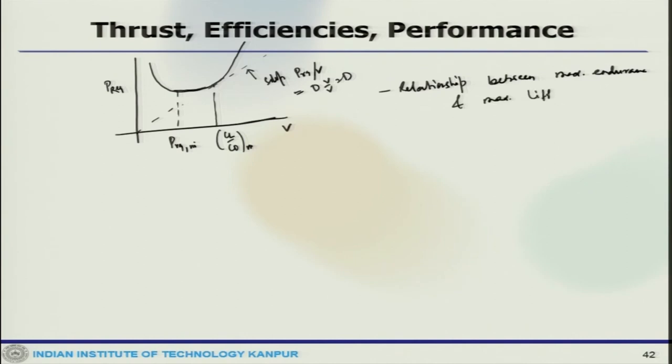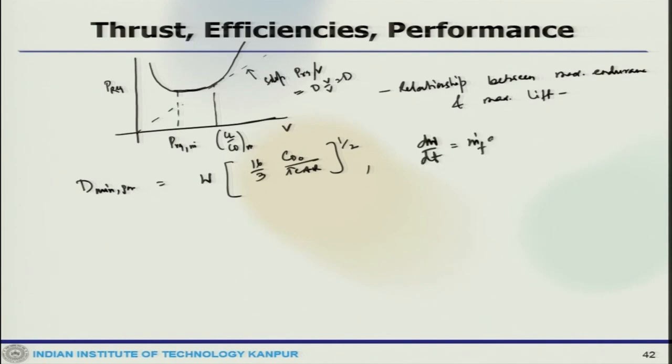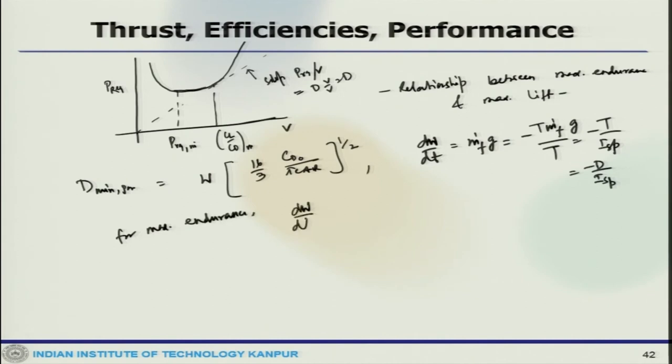So, continuing, what we get is that the minimum power is W root of 16 by 3 pi e AR. So, this can be substituted into dW by dt, which is minus m dot f into g, that is minus T m dot f g by T, that is minus T by specific impulse, which is minus D by ISP. So, for maximum endurance, what we get dW by dt is minus W by ISP times 16 by 3 CD naught by pi e AR to the power half.